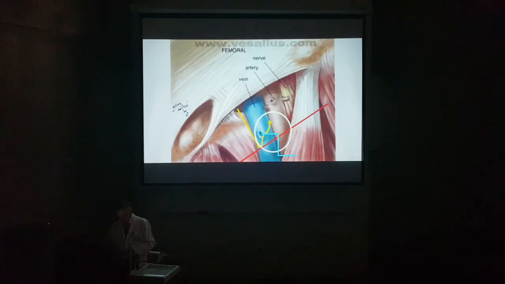If this area is covered with fascia lata, there is a part here which has holes, and this yellow arrow indicates the long saphenous vein goes into the femoral vein. So what is this circle called?